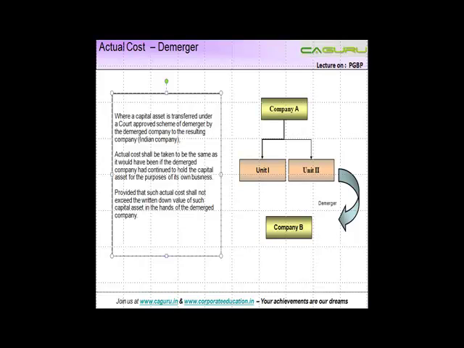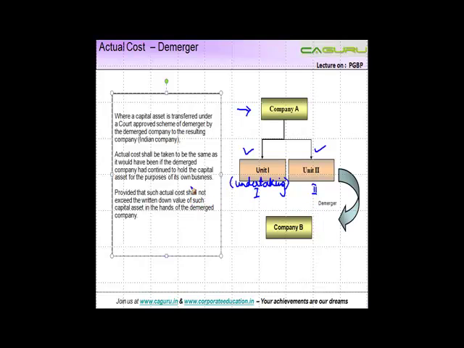Okay, let us now understand the concept of actual cost insofar as it relates to demerger. Now first let us understand what is the meaning of demerger. In a demerger, what happens is that let's say there is a company A, and company A has two units or undertakings, as it's called for tax purpose.